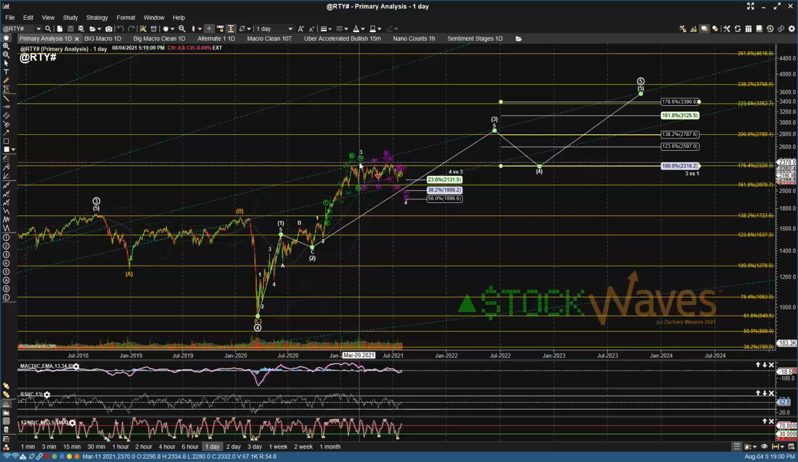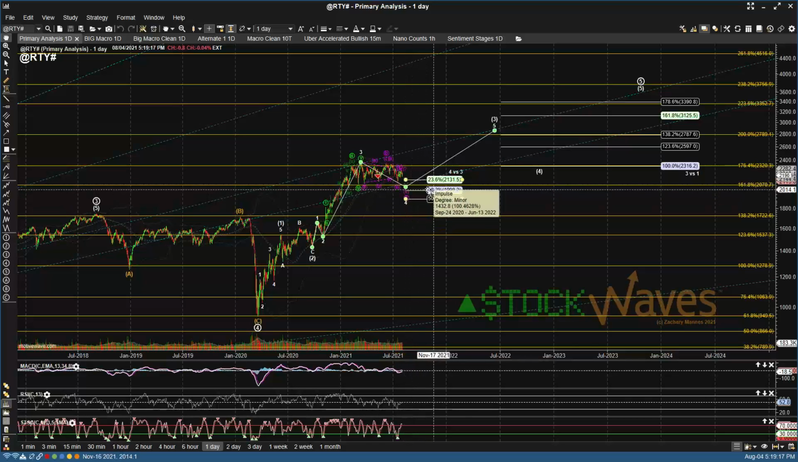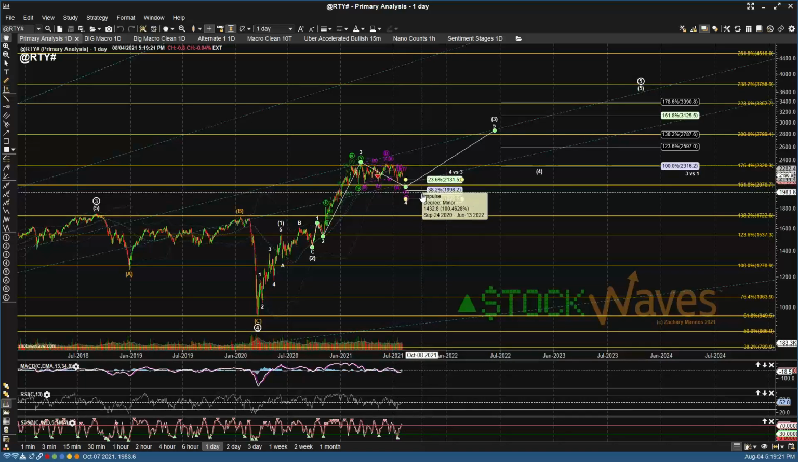And we ran into resistance at that 100% extension for the parentheses wave 3 and have been consolidating since then as a 4th wave at minor degree. So when we zoom in, we're trying to finish the wave 4. Ideally, it's going to hold right around the 2000 region if it does get a lower low. The 382 retrace is at 1998.